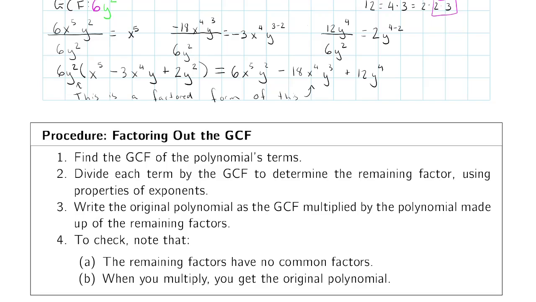To make sure that we've done this correctly, there are two things we need to notice. First, the remaining factors have no factors in common. And that's true here because in this term we just have x to the fifth. In this term we just have numbers and y, so there's nothing in common. Second, when you multiply it out, you have to get the original polynomial back. So that's how we factor out the greatest common factor from a polynomial.